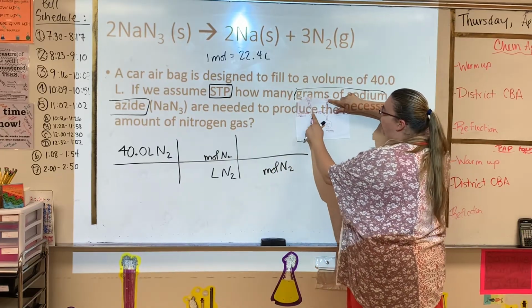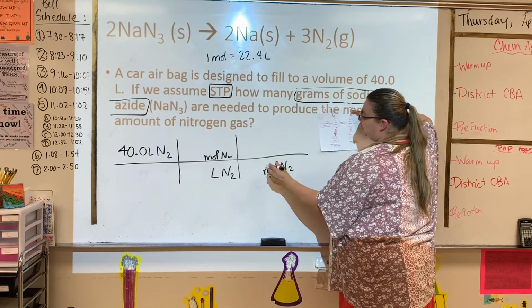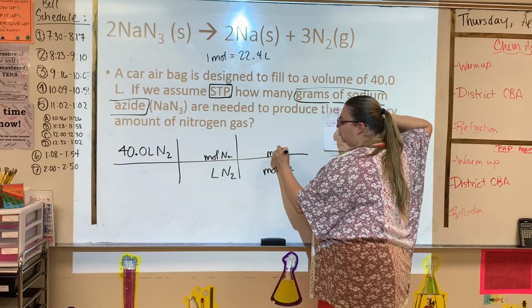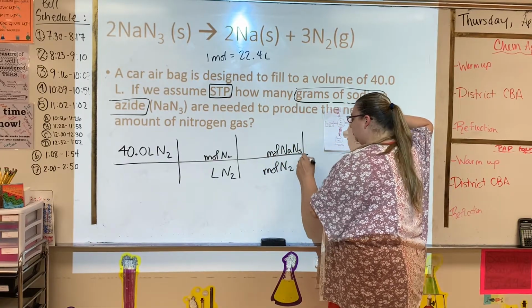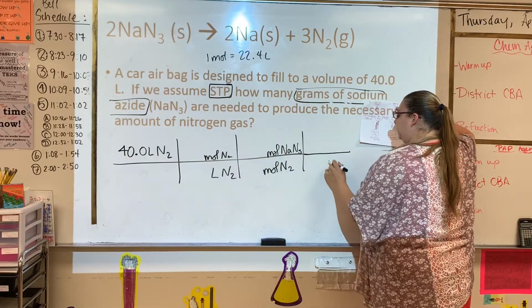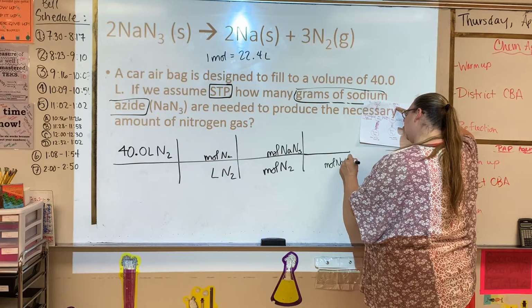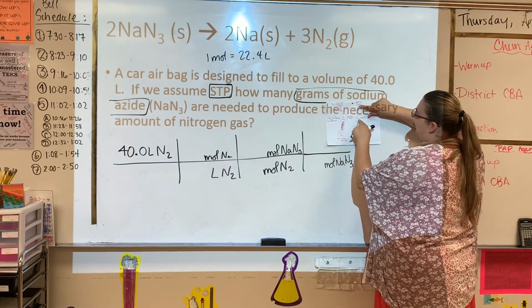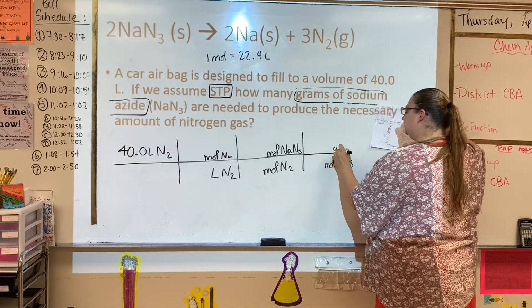Okay, now I'm in moles of A, so I can go from moles of A to moles of B. So this is where I'm going to switch to the compound I want. I'm going to go from moles of N2 to moles of the NaN3. Drop it down. Now I'm in moles of B. I can use my molar mass to go from moles of B to grams of B.